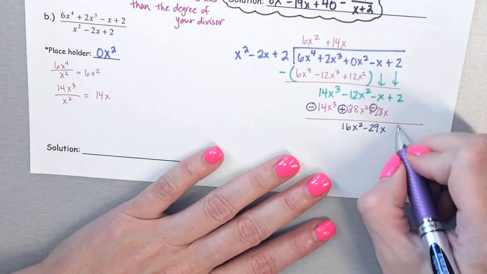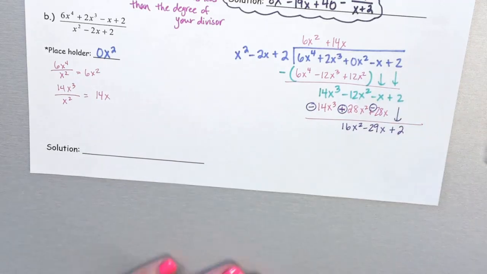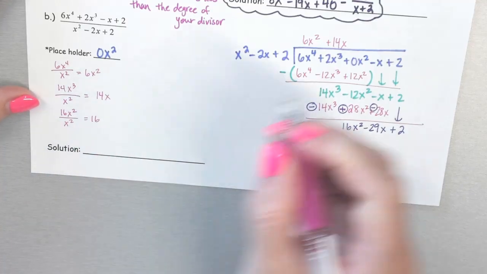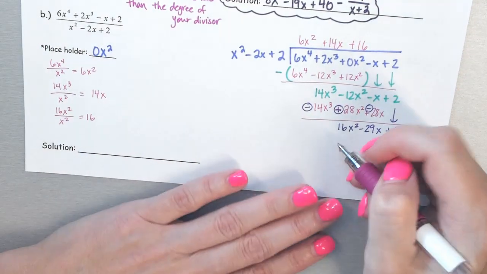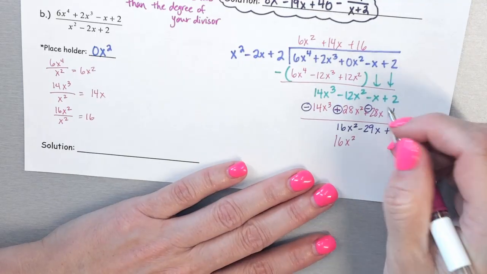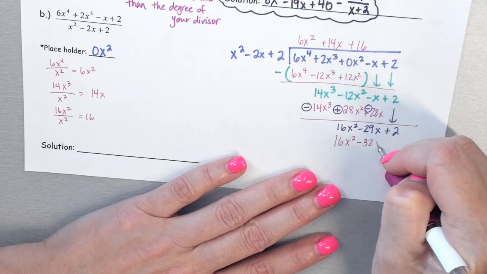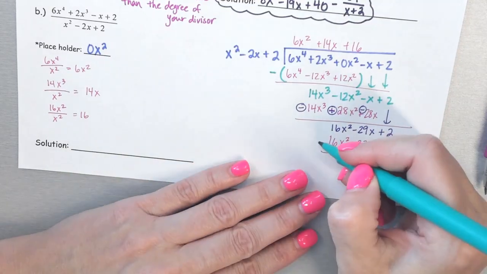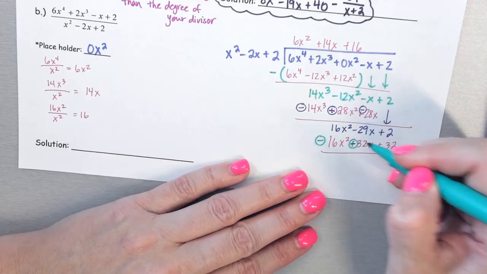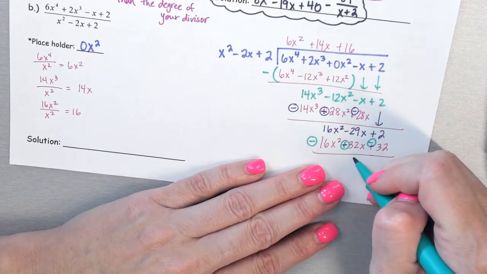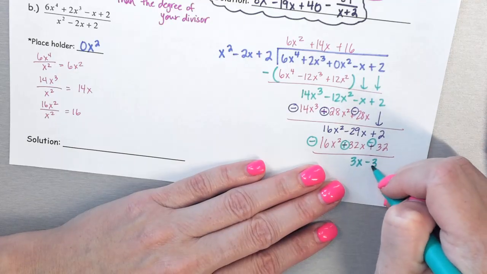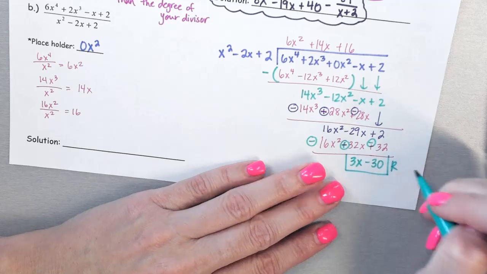Okay, and then this plus 2 is just going to drop down, and we do the process again. So 16x squared divided by x squared is 16. Okay, so then I get 16x squared minus 32x plus 32, and then I'm going to change those signs. And then once I change, I circle those. So you have 3x, 2 minus 32 is negative 30. This is going to be my remainder.